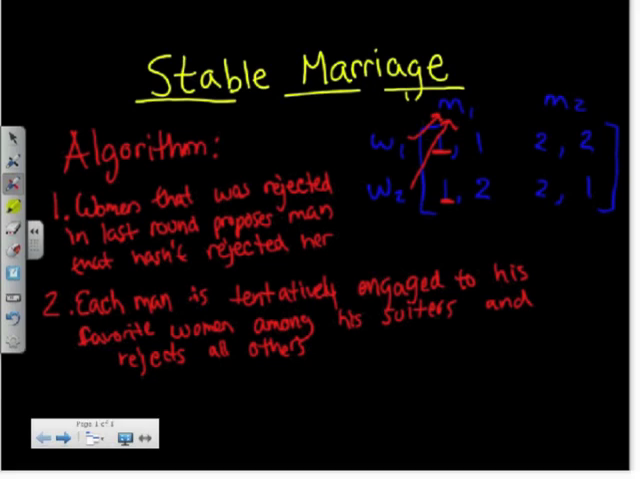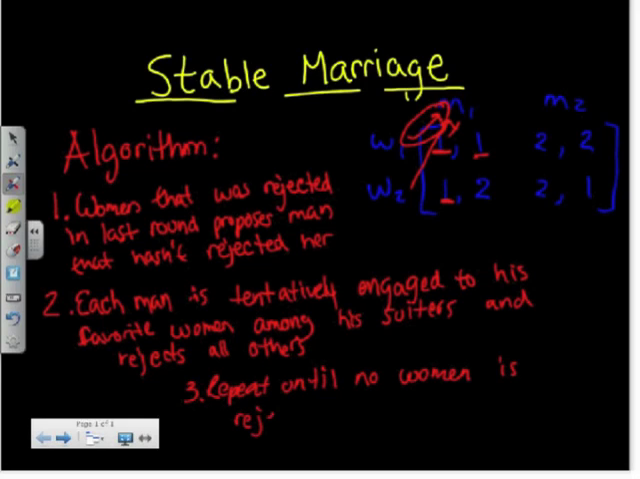So then we go to our second step. Our second step says that each man is tentatively engaged to his favorite woman among his suitors and rejects all others. So man 1 has two suitors, both woman 1 and woman 2. You can see that his preference here is woman 1, so he would accept this engagement. And then we move on to step 3, which says repeat until no woman is rejected.